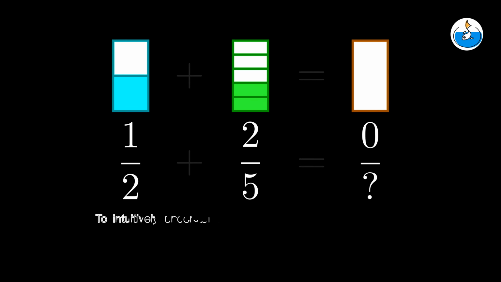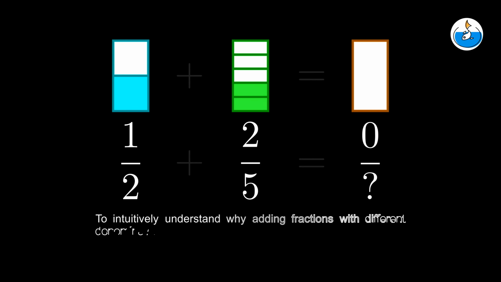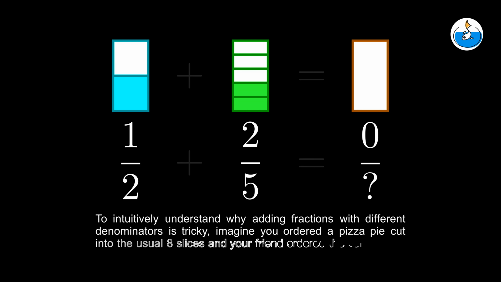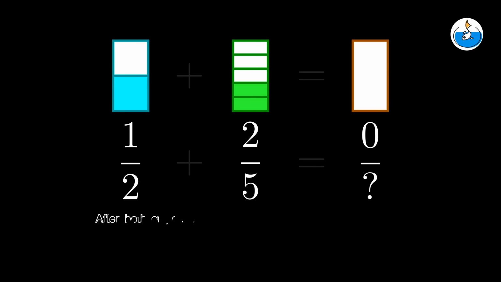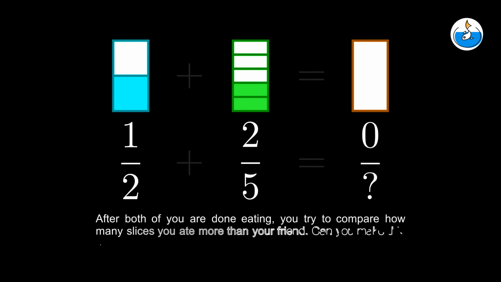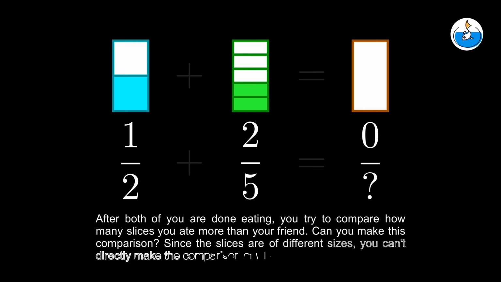To intuitively understand why adding fractions with different denominators is tricky, imagine you ordered a pizza pie cut into the usual 8 slices and your friend ordered the same pizza pie but cut into 16 slices. After both of you are done eating, you try to compare how many slices you ate more than your friend. Can you make this comparison? Since the slices are of different sizes, you can't directly make the comparison of who ate more.